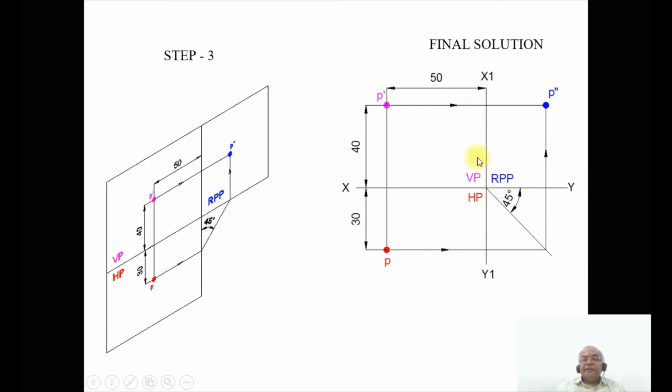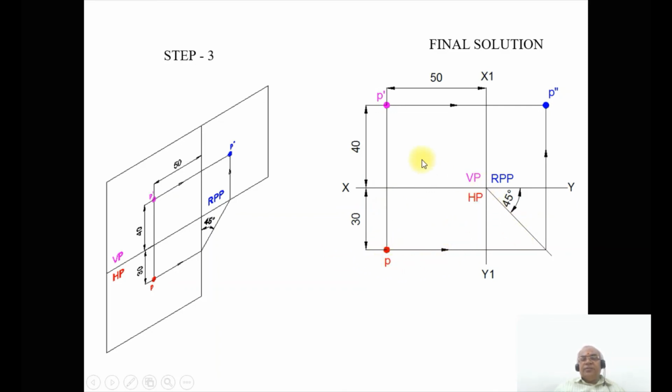So from the x1y1 line, you measure 50 mm and draw a vertical thin projector line, so that distance becomes 50. And then the distance above HP, which is seen in VP. So from xy, you measure a distance of 40 mm and mark that point here as P dash. And the distance in front of VP, the distance with respect to VP, is seen in the horizontal plane. So from the xy line, you measure a distance of 30 mm and mark this point, which is P.